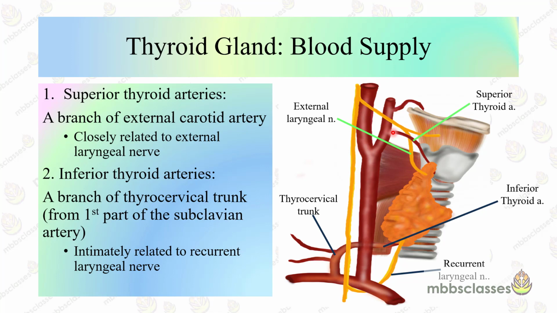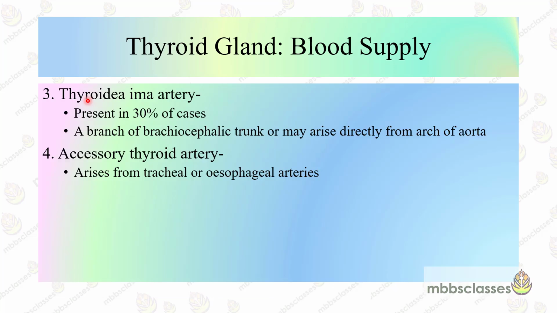The superior thyroid artery, which is a branch of the external carotid artery, is related with the external laryngeal nerve. And the inferior thyroid artery, a branch of the thyrocervical trunk, is intimately related with the recurrent laryngeal nerve. Other than the superior and inferior thyroid arteries, the thyroid gland also gets blood supply from two more arteries.